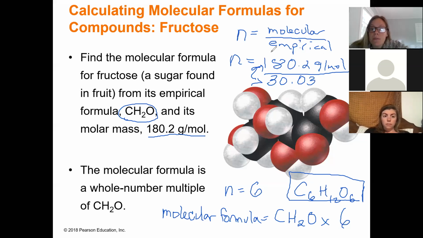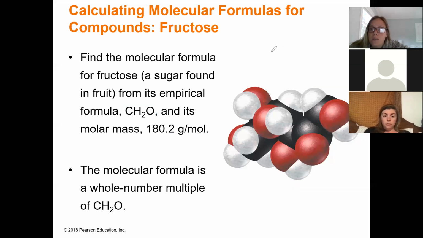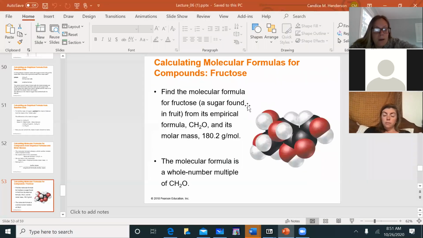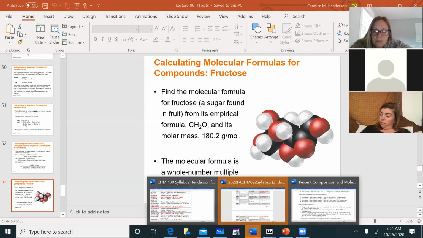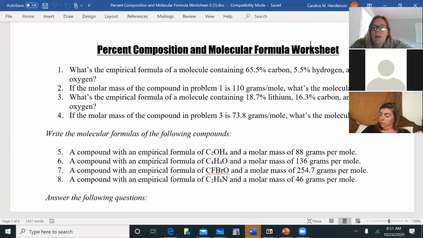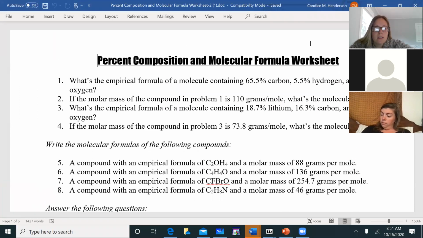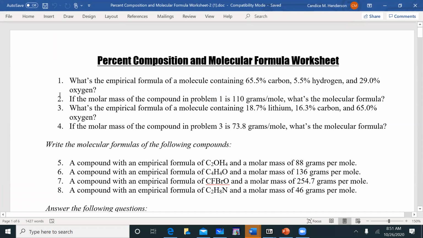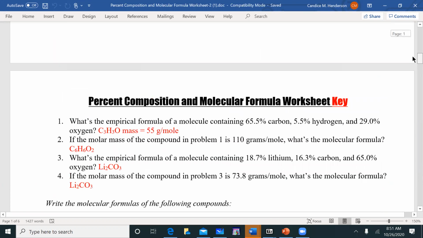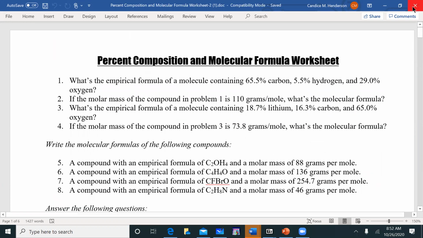So let's do an example of this off of a problem you guys already worked on. So we were at, where was it? Here we go. Okay, so let's go back to this first problem and we'll do number 2. So you have the formula for 1. I don't remember what it was. C3H3O. Okay.